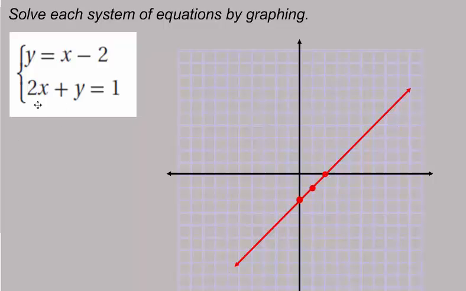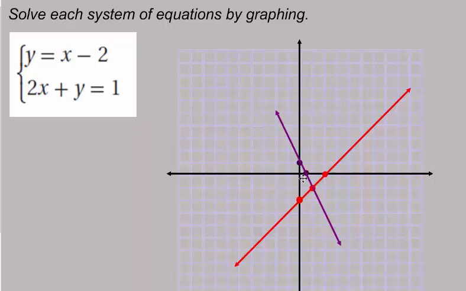The second equation is written in standard form. So I've got to find where the x and y intercepts are. So 2 times what equals 1? I know that my x would be 1/2. 2 times 1/2 equals 1. So my x-intercept is going to be 1/2. My y-intercept, 1 times what equals 1? Well, my y-intercept would be 1.